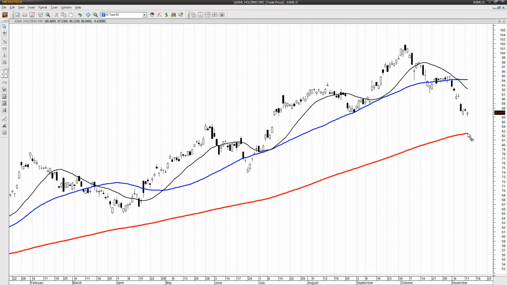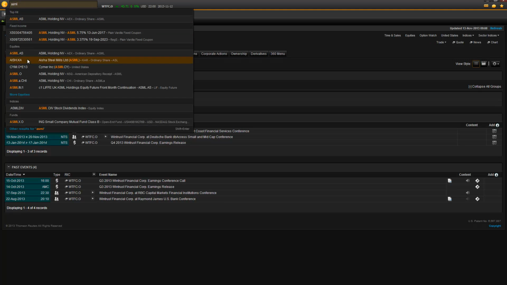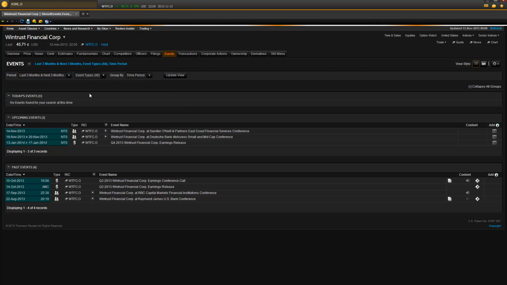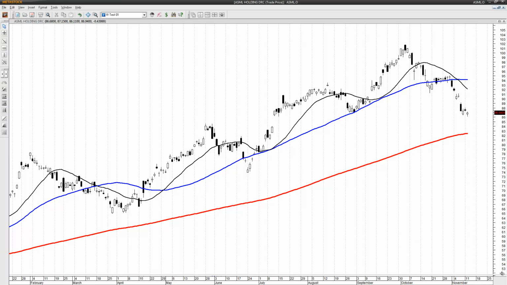Next chart. ASML. This is the 82.43, almost 43. I'm using that 82.43 as my level for ASML for 200 moving average. Earnings? No earnings.